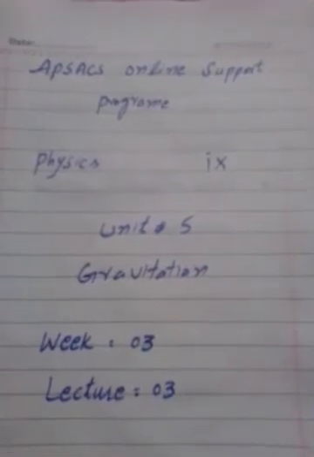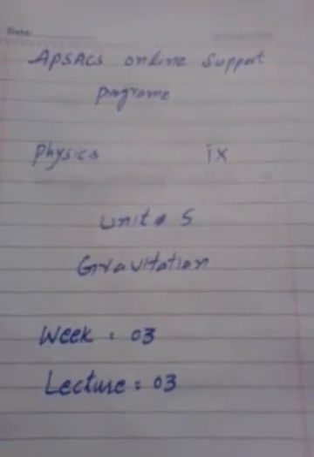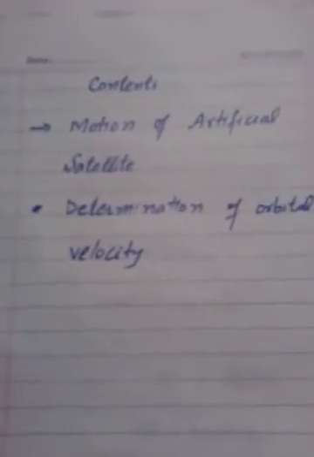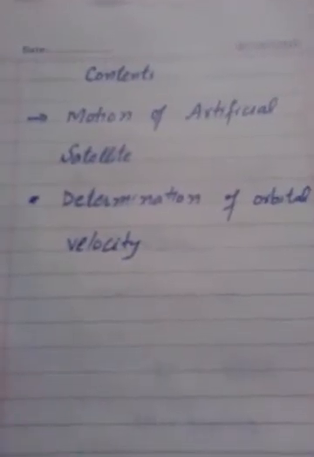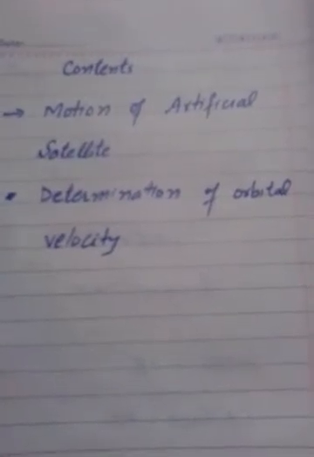My lecture is for class 9th, unit number 5, gravitation, week number 3 and lecture number 3. The contents of my topic are the motion of the artificial satellite and determination of orbital velocity of the satellite. Now I start my topic, the motion of the artificial satellite.